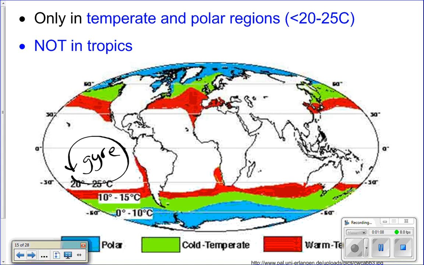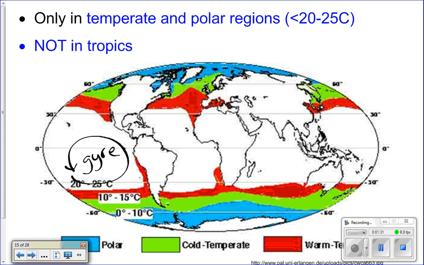So what was the average temperature that we needed for coral to be in? Greater than 20 degrees Celsius. So kelp must be in water that is less than 20 degrees Celsius. So we find coral reefs in hard bottom substrates in the tropics, and then we find kelp forests in hard bottom substrates in the temperate and subpolar regions.